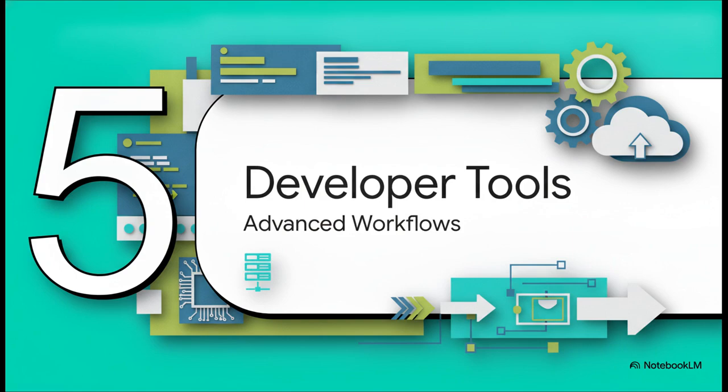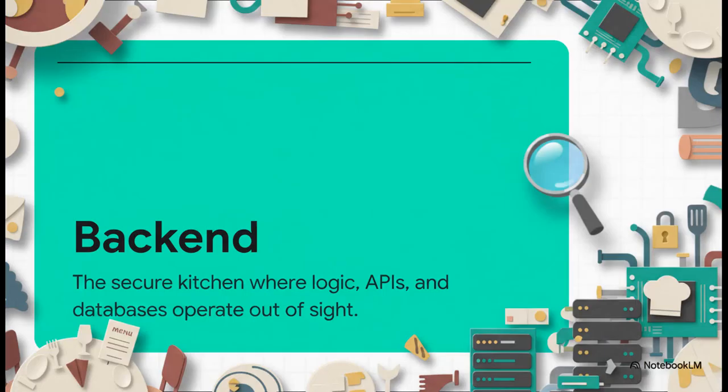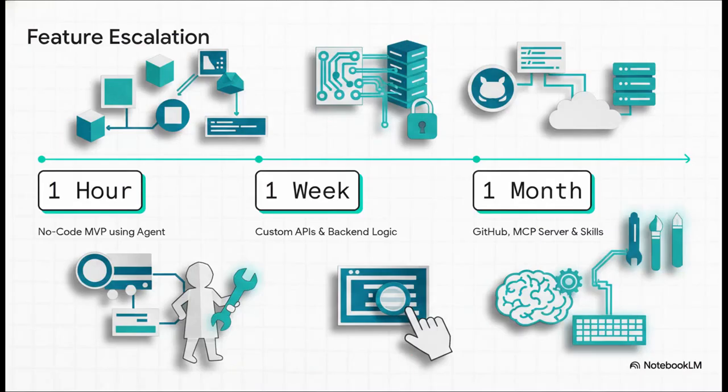Let's demystify the backend. Seriously, don't be intimidated by the project editor. Just think of your app like a restaurant. The front end, the buttons and dashboards, that's the dining room where the users sit and interact. The back end, that is the secure kitchen. It's simply the place where the secure routing, data processing, and custom API logic live, completely out of sight from your users.